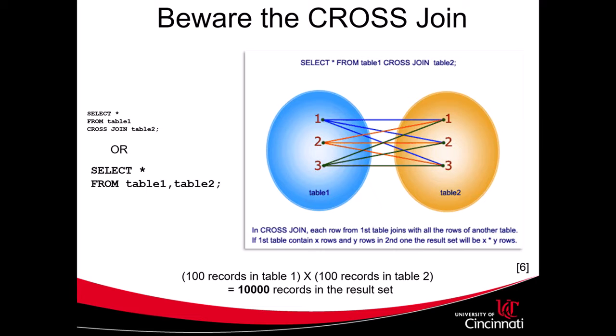SQL Server is happy to process this query, but in the process of doing that, it combines every row in table 1 with every row in table 2. You end up with a multiplier effect such that if there are 3 records in each table, as illustrated in the graphic on the slide, then there will be 9 records in the result set. Well, that's not so bad. 9 records, no big deal.